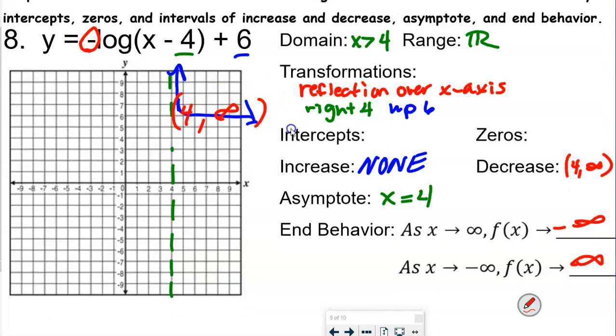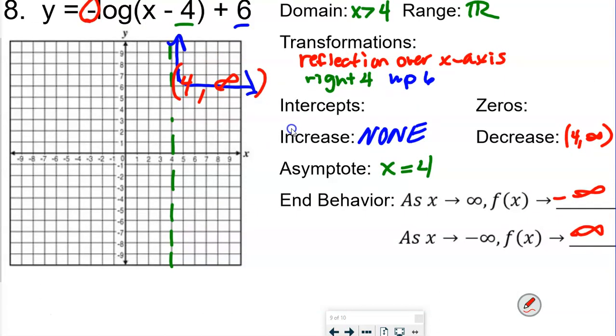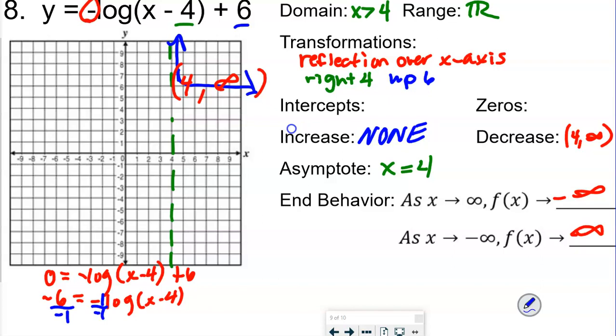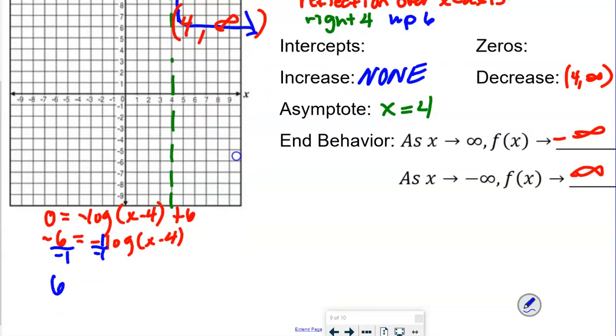Now let's find our x-intercept and our zero. So to do that, we're going to put 0 equal to negative log of x minus 4 plus 6. So we're going to subtract the 6 from both sides. That's still equal to the negative log of x minus 4. So if this is negative out there, then that's like a negative 1 out here. So we're going to divide both sides by negative 1. That's going to make that 6 positive, right? That's going to be 6 equals log of x minus 4.